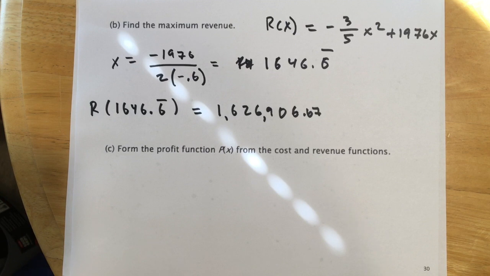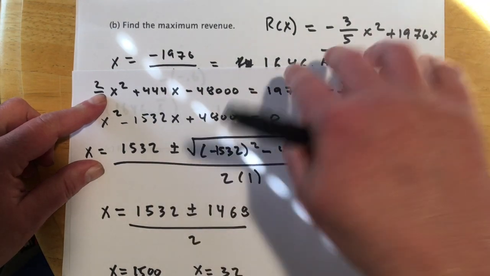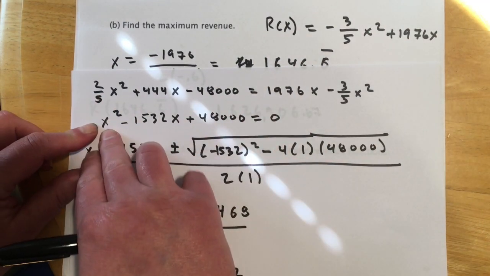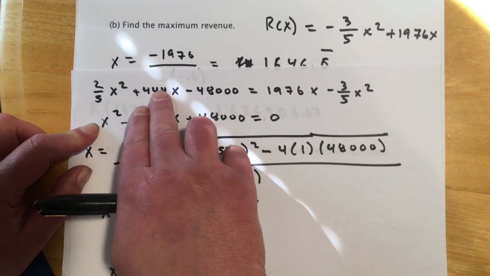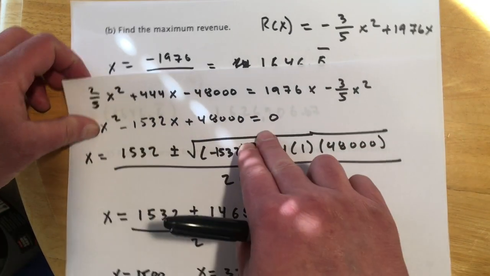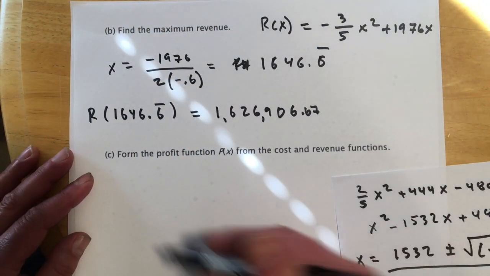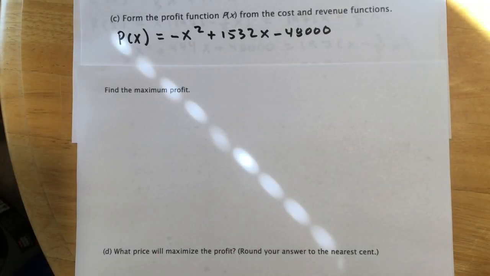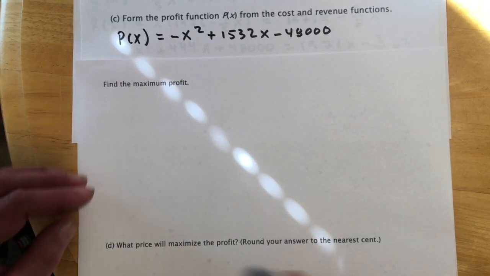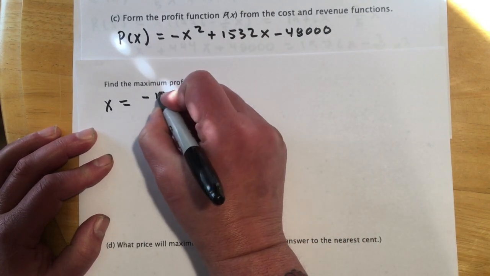Okay, part C, form the profit function from the revenue and the cost functions. So we actually just about did that back here, but I brought this over and made it positive, just to get this leading term positive. But this was cost and this was revenue, so we need to go revenue minus cost to get the profit function. So it's going to be this exact same thing, except the signs are all backwards. It's just as if we had solved the other direction. Okay, and then given that profit function, find the maximum profit. So that's going to be x equals, again, we're doing the vertex, anytime we see max or min.